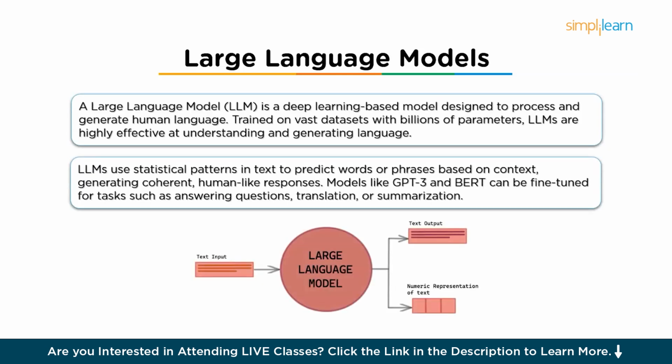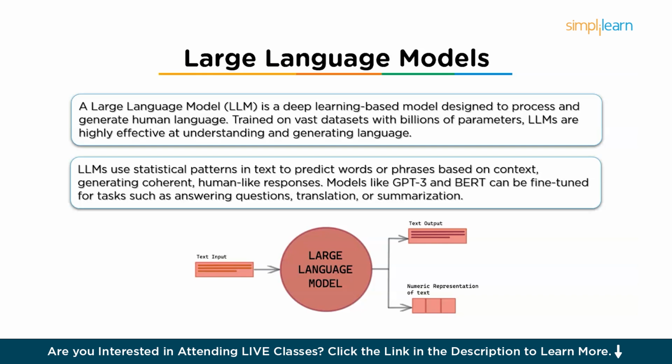A large language model is a type of neural network based model designed to process and generate human language. LLMs are built using deep learning techniques that are typically trained on enormous datasets containing billions or even trillions of words. They consist of billions of parameters, which are the weights of connections in the neural networks, which makes them extremely powerful at understanding and generating language.